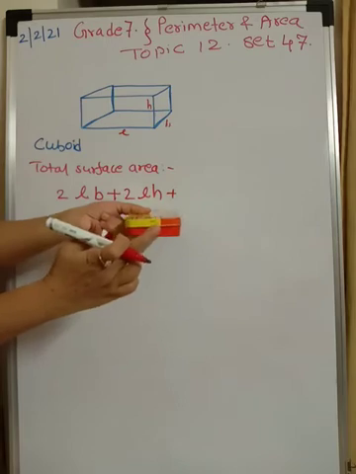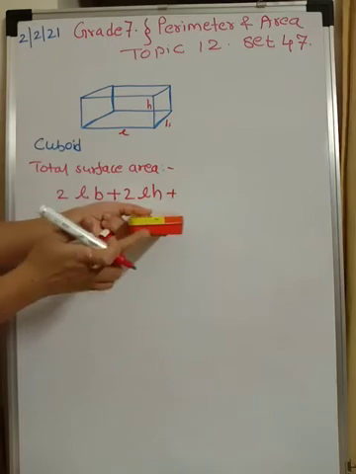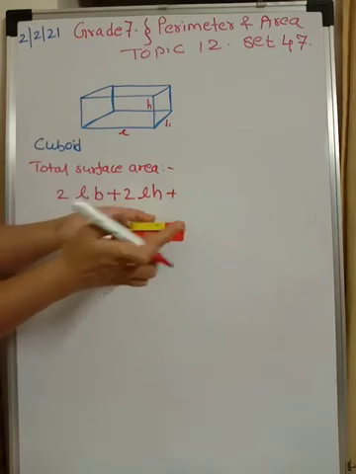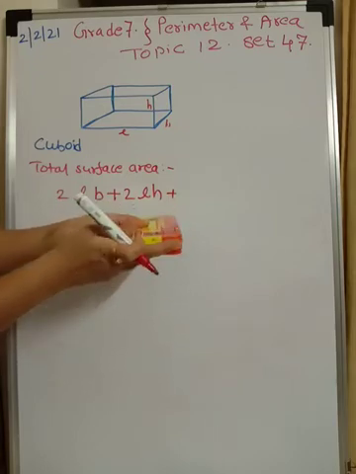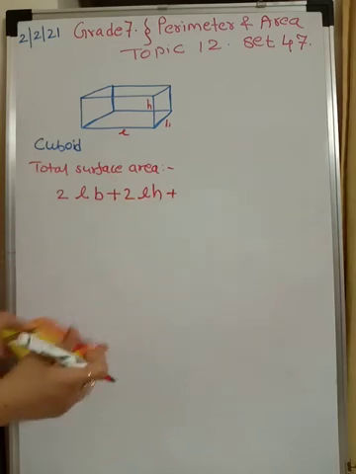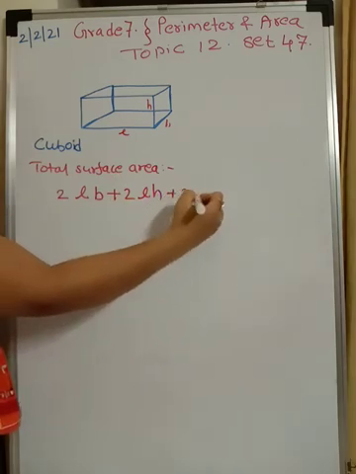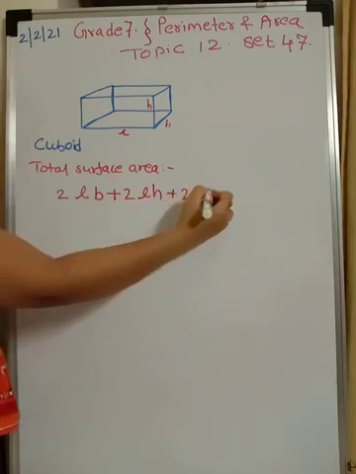So what would this be? This is breadth, already we know, and this is height. So the area of this face is breadth into height. And these are similar, so it is coming twice. So you have plus twice breadth into height.